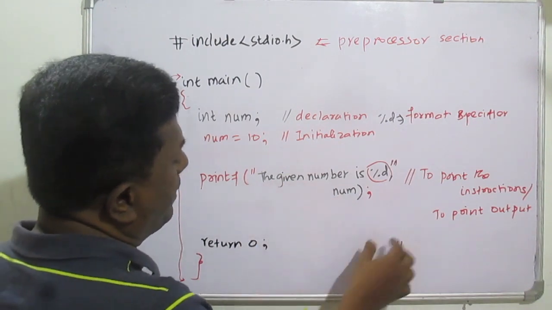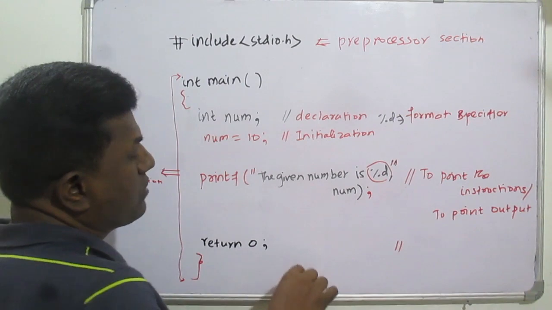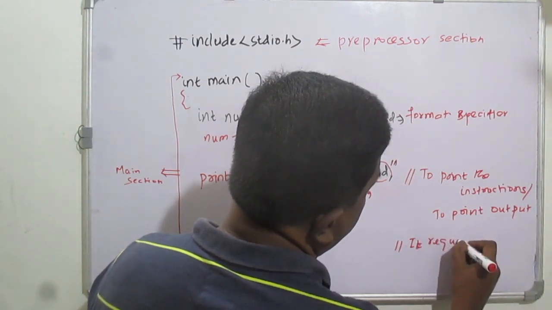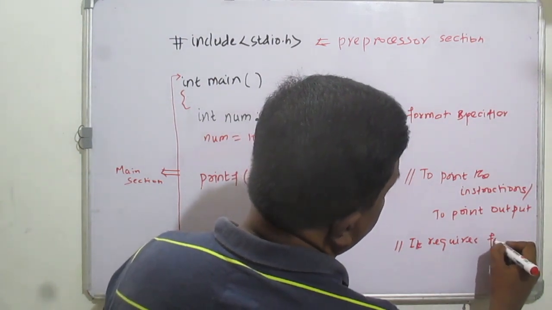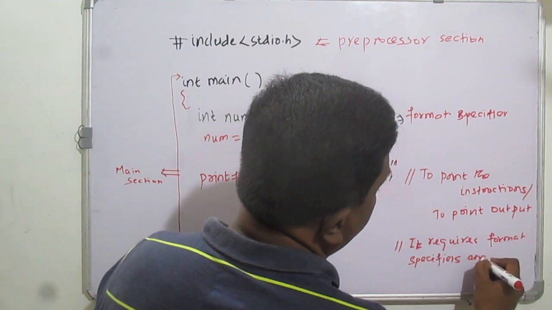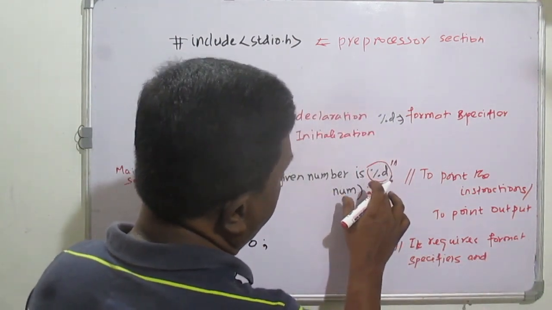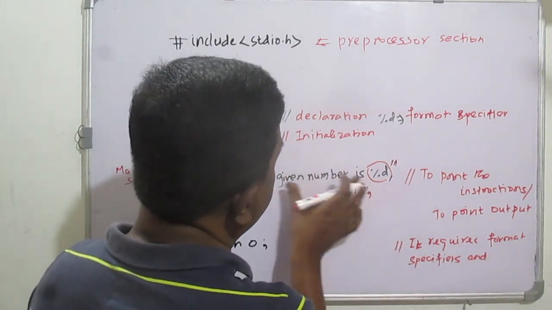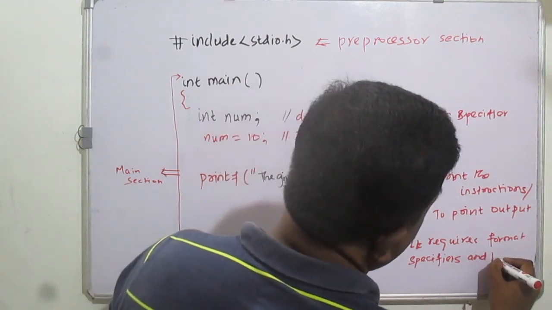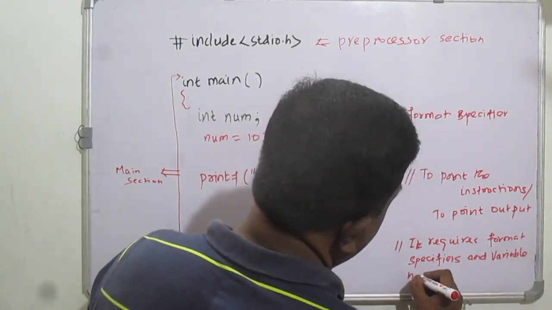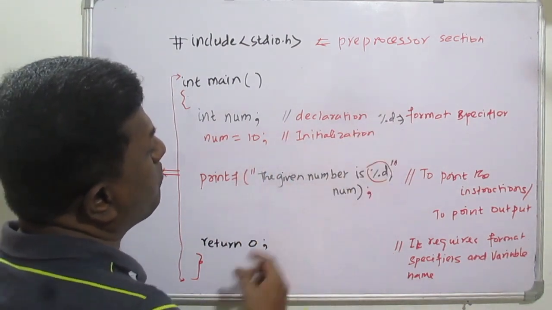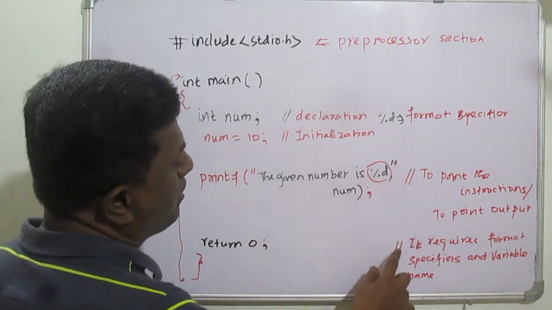Now what is the next important point about the printf? It requires format specifiers and a variable name. After mentioning the format specifier, which comes within the double quote, immediately we write comma num. That variable name we have to mention, because num is the variable name. Then only we will get the output: The given number is 10. Like that we will get the output on the display screen. So these are the two important functions of the printf.